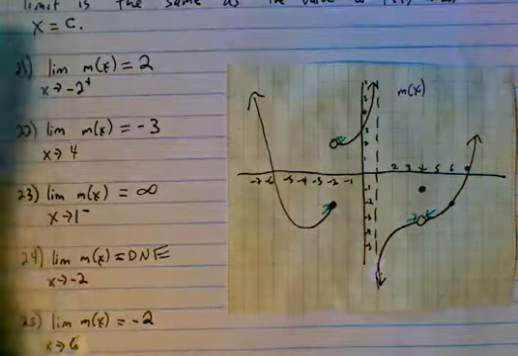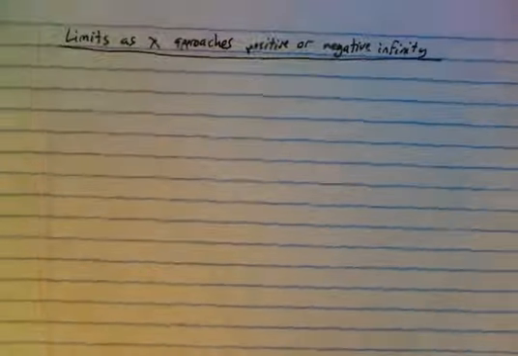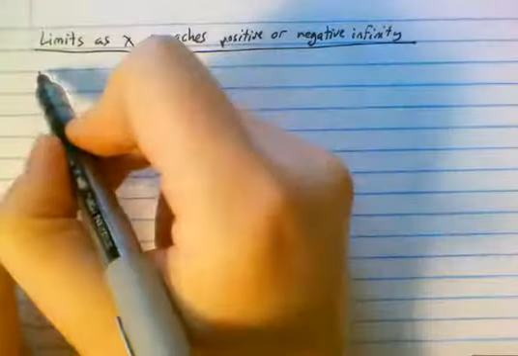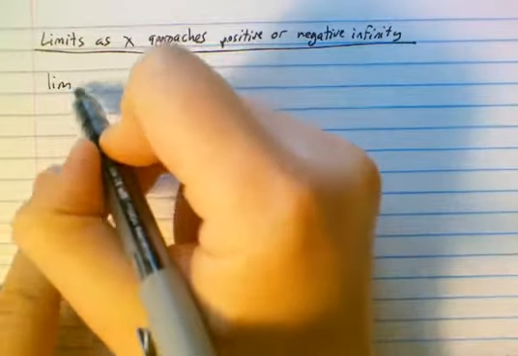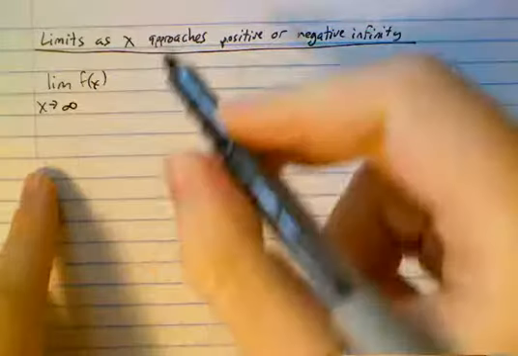So far, we've only found limits for numbers. We can also find limits as x approaches positive or negative infinity. So what that would look like is something like this. Limit of f of x as x approaches infinity.